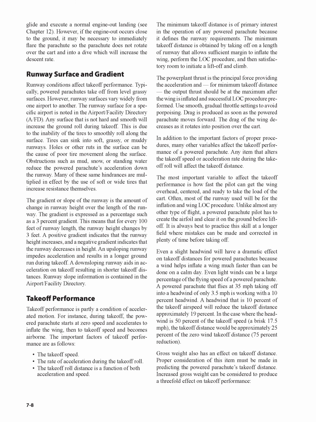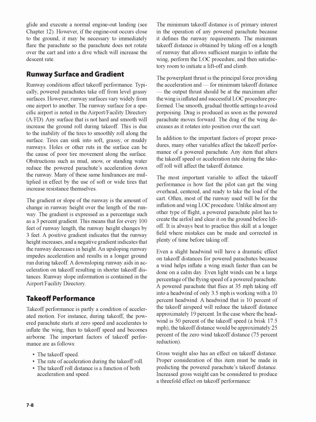Runway surface and gradient conditions affect takeoff performance. Typically, powered parachutes take off from level grassy surfaces. However, runway surfaces vary widely from one airport to another. The runway surface for a specific airport is noted in the airport/facility directory, A/FD. Any surface that is not hard and smooth will increase the ground roll during takeoff. This is due to the inability of the tires to smoothly roll along the surface.